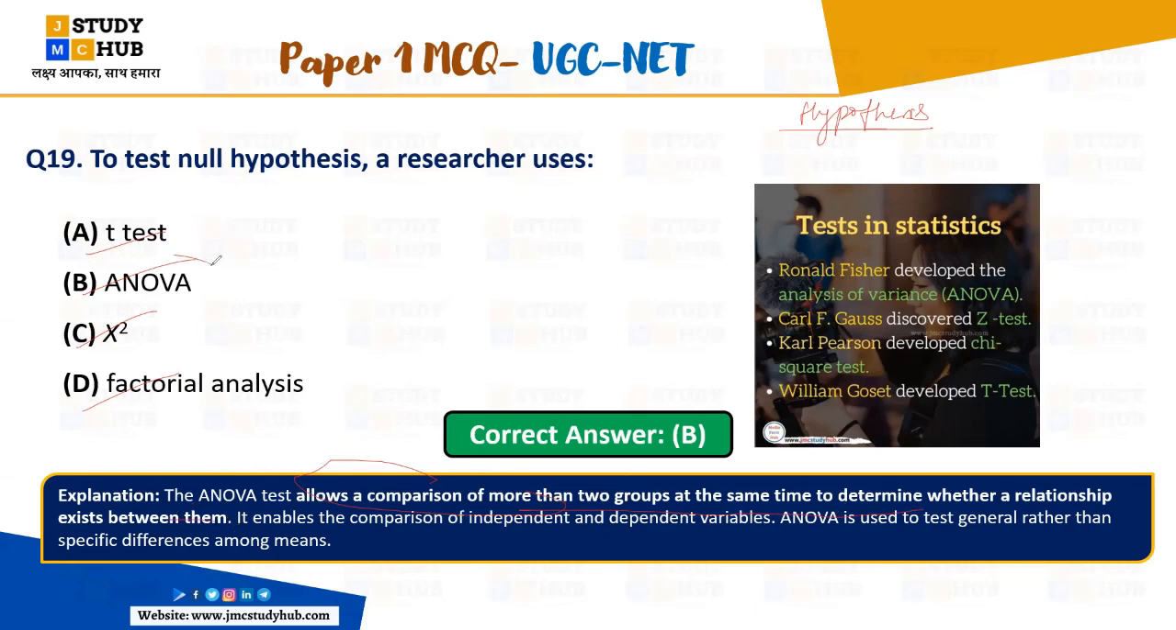When we use ANOVA, first I would tell you that ANOVA is the analysis of variance, right? ANOVA is used for comparing the means of more than two groups. दो ग्रुप से ज्यादा कंपैरिजन करने के लिए, ठीक है, we use ANOVA. It determines whether a relationship exists or not. So to test the null hypothesis, the researcher mainly uses ANOVA if studying groups. अगर आपको group study करनी है तो आप ANOVA use करेंगे, right?